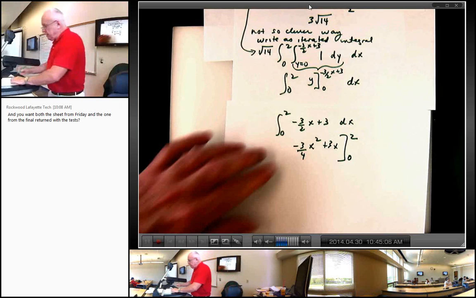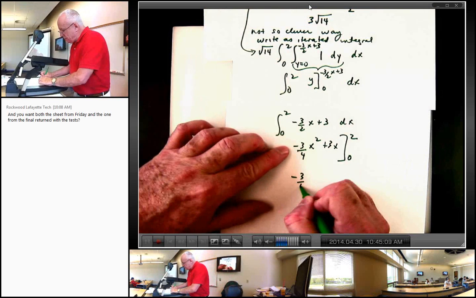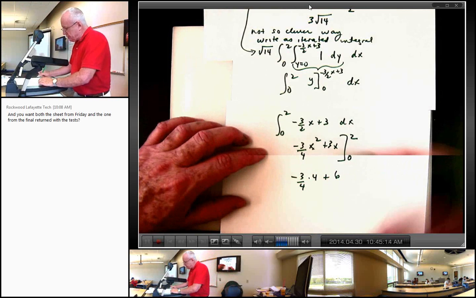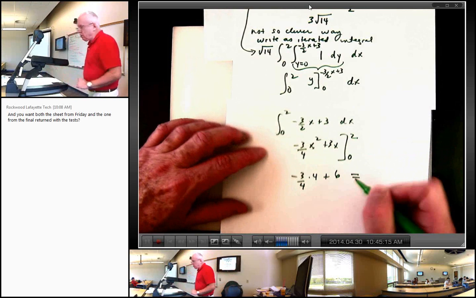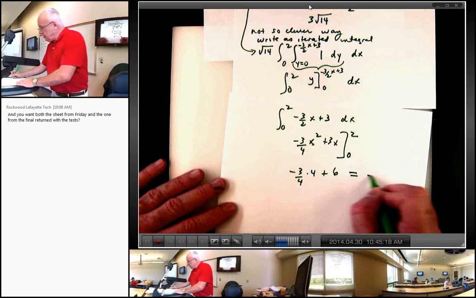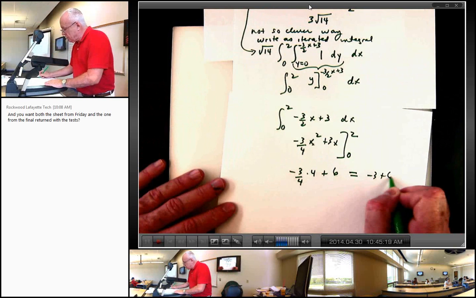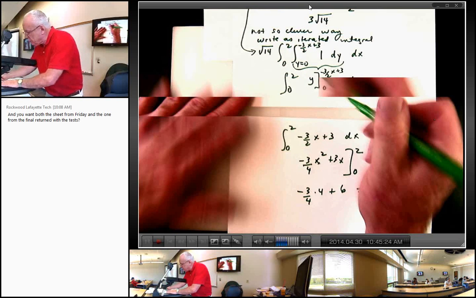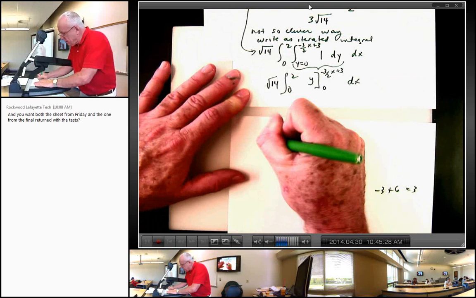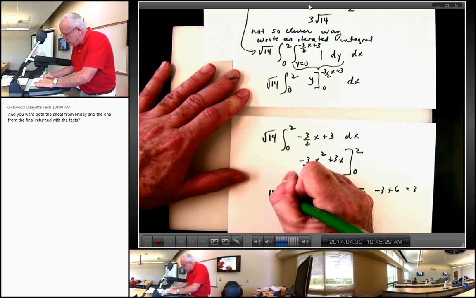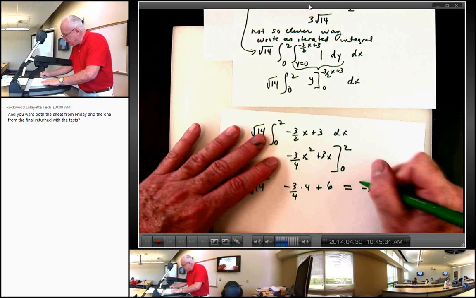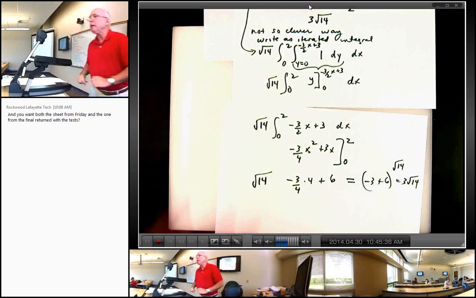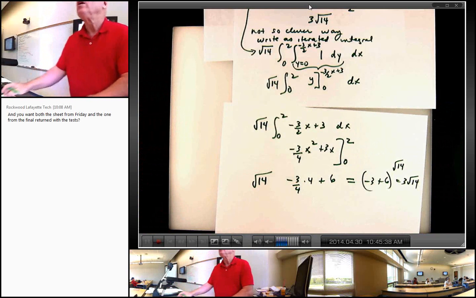And then that's from 0 to 2. Let's see what we get here. So this would be minus 3/4 times 2 squared is 4, plus 3 times 2 is 6. The bottom ones are 0. So that's going to be minus 3 plus 6. So it's the same answer, 3. And then don't forget, on the front here, I've got that square root of 14 that's multiplying everything. So we have the square root of 14. Okay, same answer.